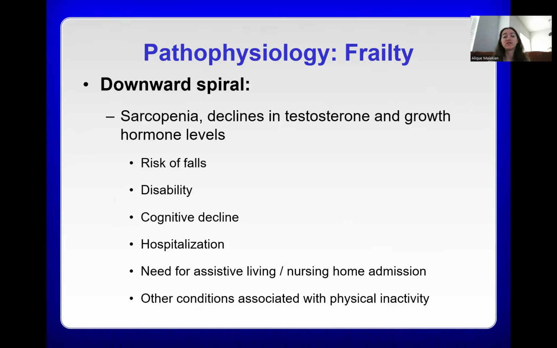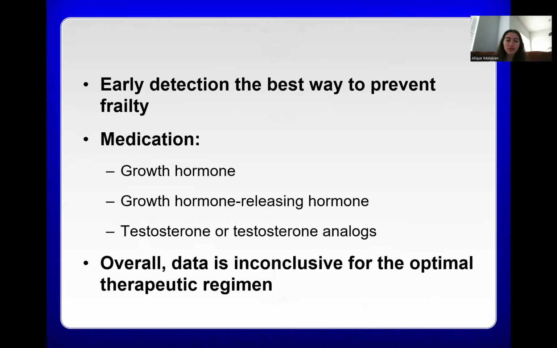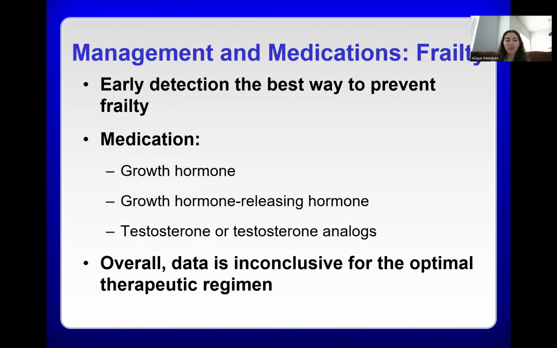And then the other part of it is declines in testosterone and growth hormone levels. And what all of these lead to are an increased risk of falls, disability, cognitive decline, hospitalization, need for assistive living or nursing home admission, and then other conditions associated with physical inactivity. So, yeah, if we can catch these before it gets to this point, that is ideal. And again, similar to osteoporosis, if it already has manifested to a certain level, it's not really reversible. So yeah, it goes without saying, early detection is the best way to do this.